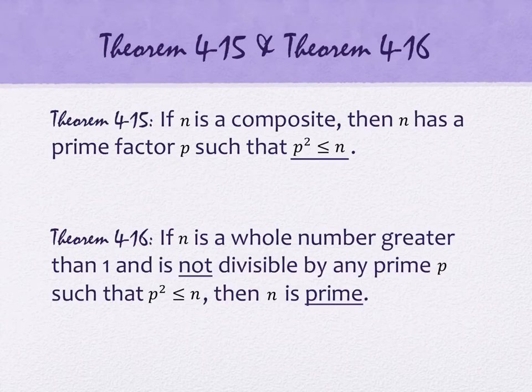Well, that's what the next theorem addresses. It actually says that if you do have a composite number, then it will have a prime factor whose square is less than or equal to the number. Now, that sounds a little bit awkward, but Theorem 416 goes with it. If n is a whole number greater than 1 and it's not divisible by any prime, right? When do I stop kind of question, such that p squared is less than or equal to n, then n is prime.